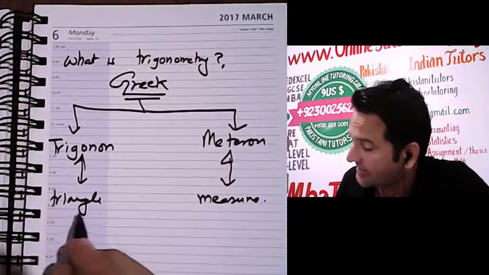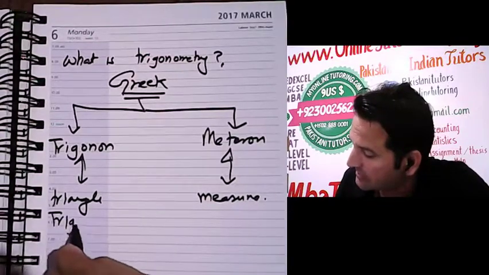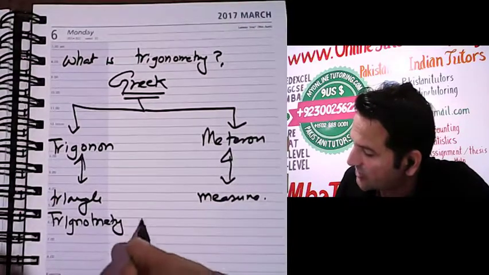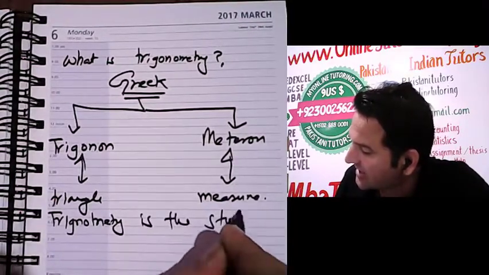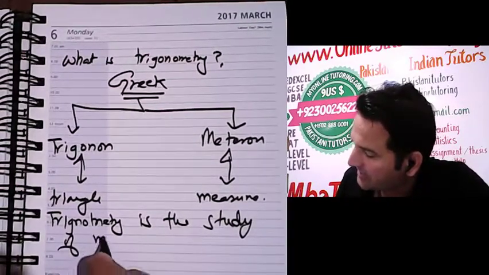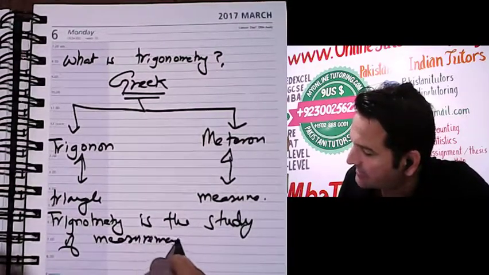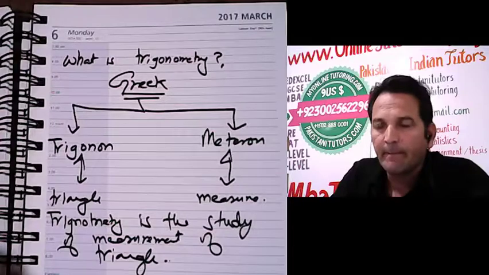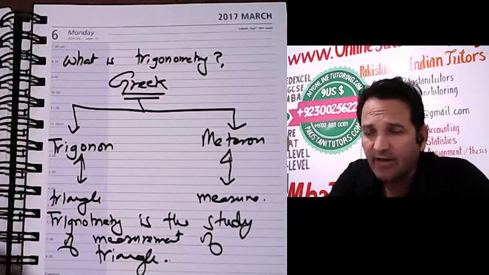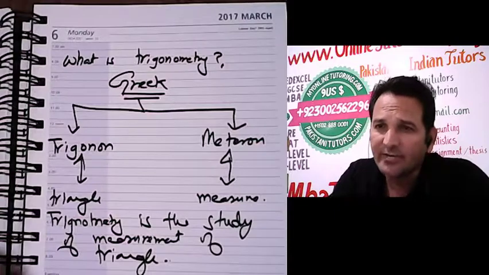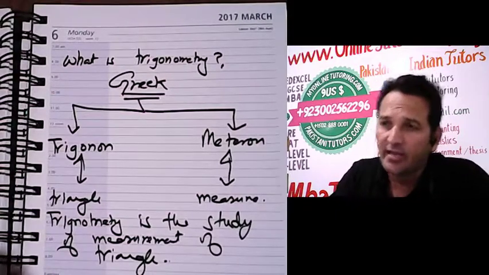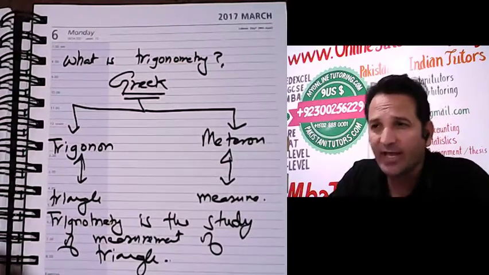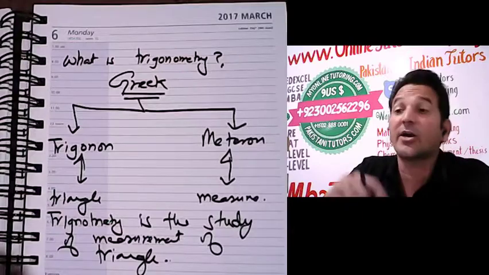So let's write it. Trigonometry is the study of measurement of triangles. Mainly the topic which we are covering here, we will try to limit ourselves to the right angle triangle. Before moving ahead, first of all, let me tell you what is a triangle. Then I will tell you what is a right angle triangle.